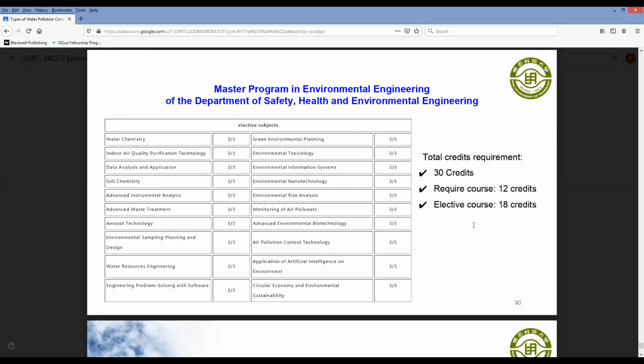In our department, for the master degree, the total credit requirement is about 30 credits. The required courses are 12 credits, and the elective courses are 18 credits. After you finish all these credits, and when you pass the oral presentation, you will get a master degree from our department.